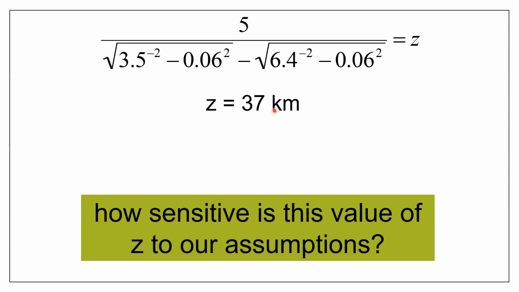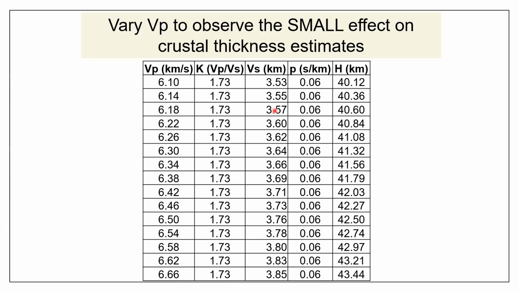So now the question comes, how sensitive is this value of Z to our assumption? We can vary VP and see how the changes in the H are happening. This is the table. You can see the VP is in one column. There is the kappa value, VP by VS, there is shear wave velocity, there is a ray parameter, and this is the depth of the impedance contrast for which we are investigating, which is the value we are trying to estimate.